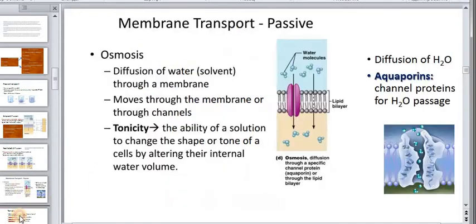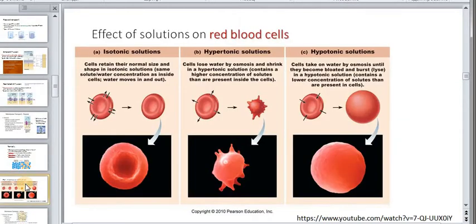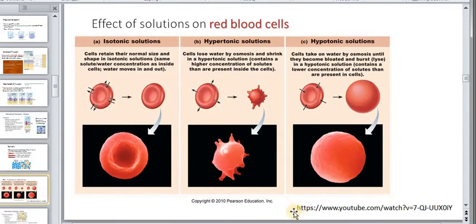Usually we can see this process on red blood cells. The effect of a solution on red blood cells is a very important question for living cells at all. So I leave the link, you see, and you can watch the video about this process.